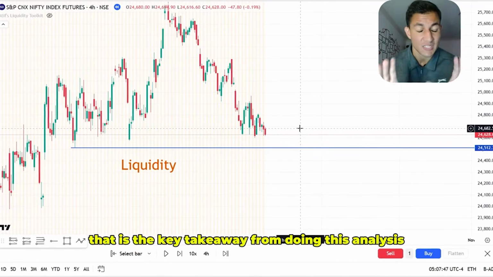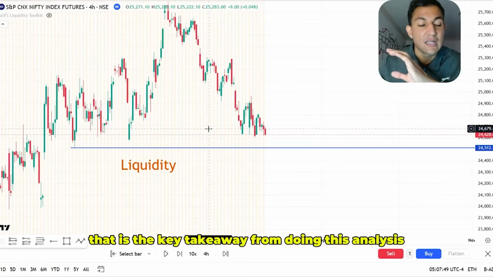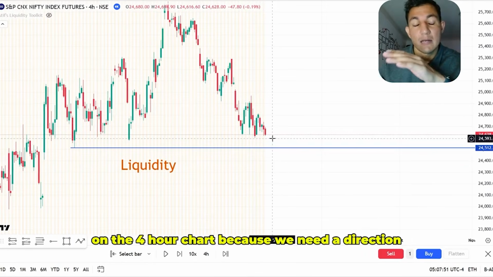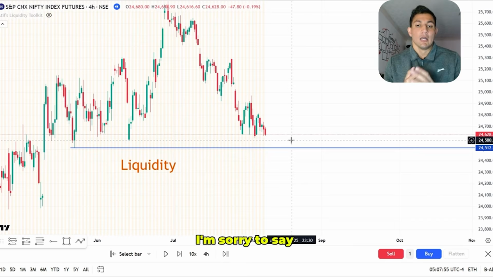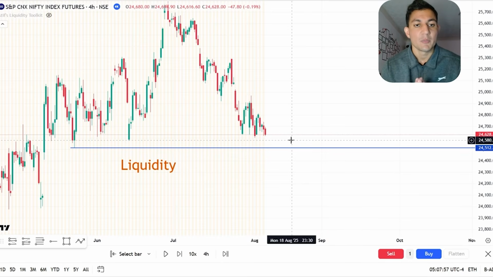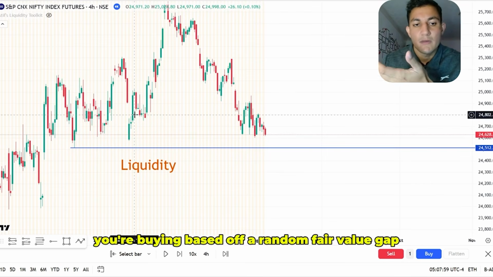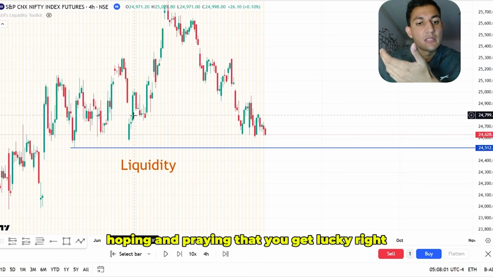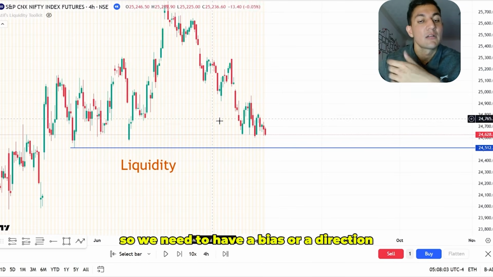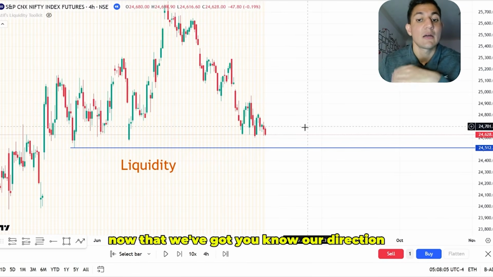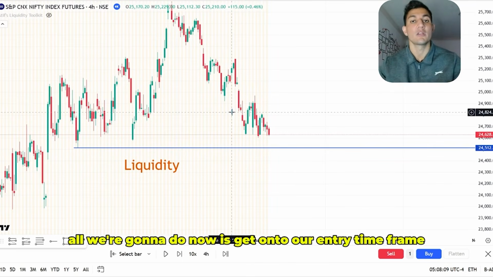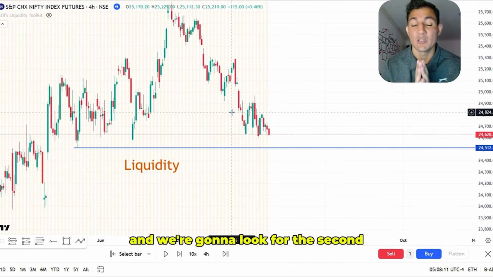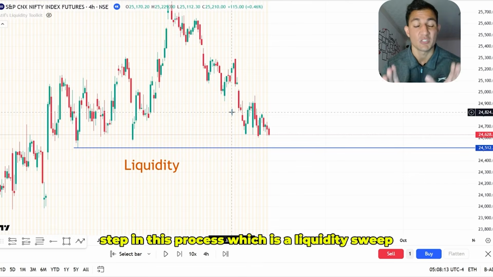We are bearish. That is the key takeaway from doing this analysis on the 4-hour chart, because we need a direction. And as always, if you don't have a direction in trading, I'm sorry to say, but you're basically gambling, right? You're buying based off a random fair value gap, hoping and praying that you get lucky, right? You win one here, then you lose here, right? So we need to have a bias or a direction. Now that we've got our direction, we know that price wants to go for this low. All we're going to do now is get onto our entry time frame, and we're going to look for the second step in this process, which is a liquidity sweep.